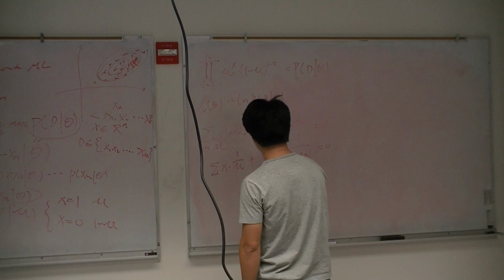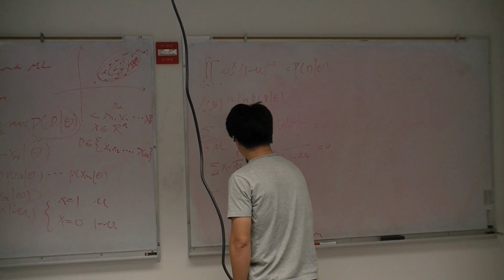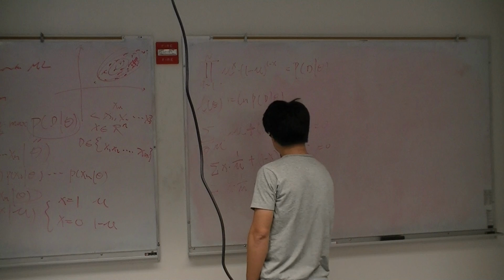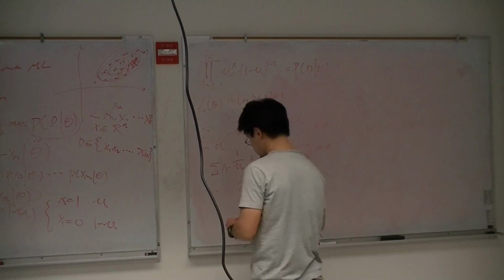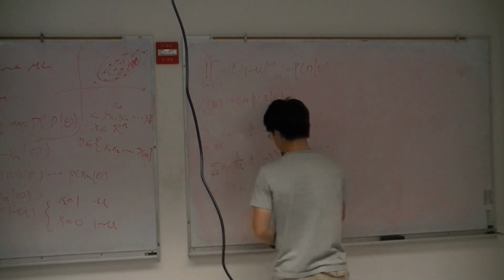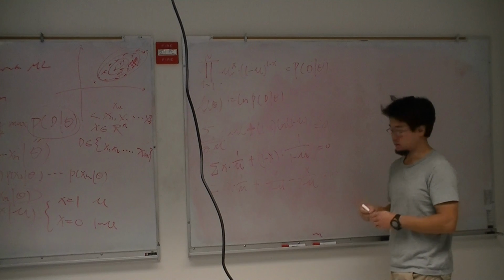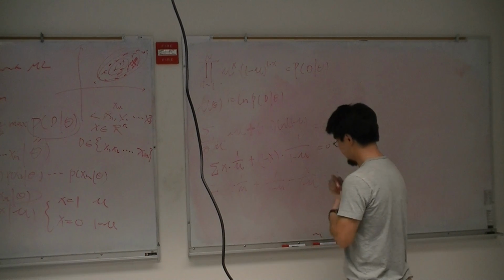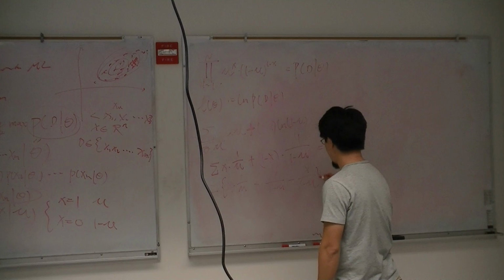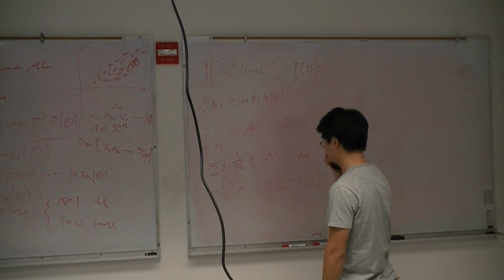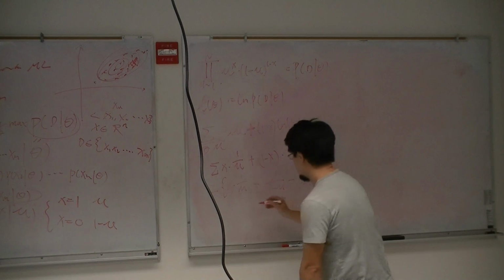And we just expand this, multiplying by 1 minus mu, normalizing this one.